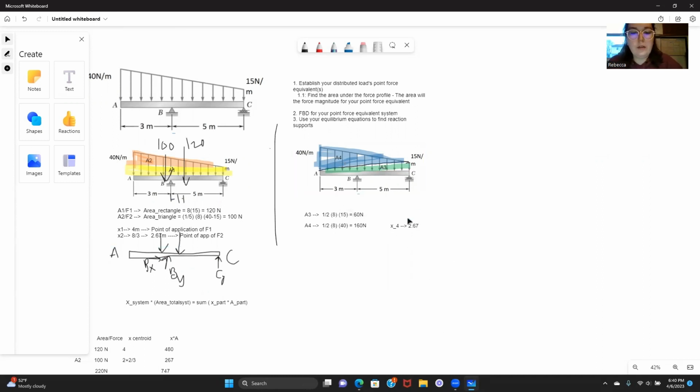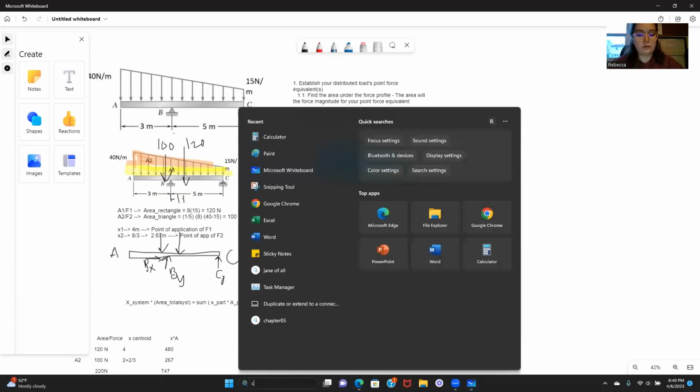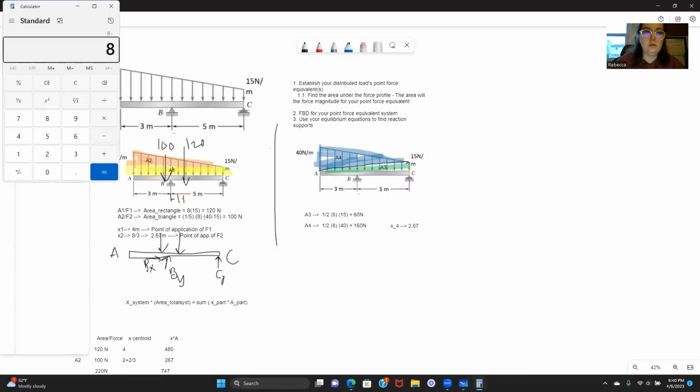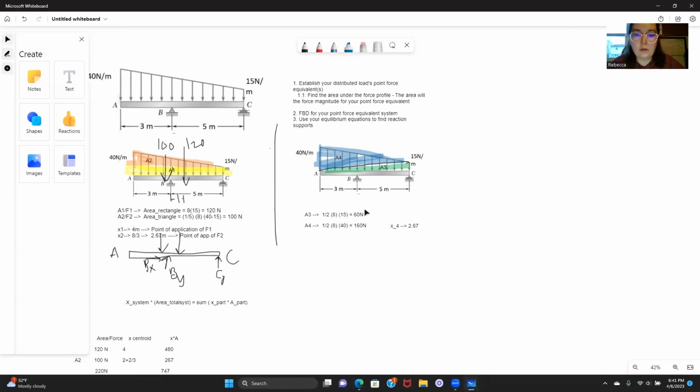So for area 3, our triangle is oriented in the other direction, where its longest edge is at our farther edge. So if A is our 0 point, then it is going to be at 8 minus that 1/3 of 8, or 8 minus 2.67, to get us about 5.3. So x of 3 is equal to 5.3.